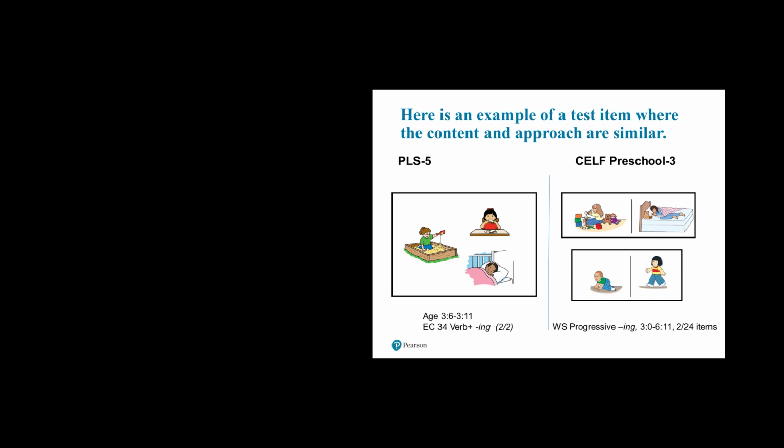And in this particular case, both of them only have 2 test items looking at -ing, present progressive, but then CELF Preschool goes on to look at quite a few others. And PLS also has additional morphology items, but it's handled in terms of whether there is evidence that they're following a developmental trajectory, instead of looking in depth at how much difficulty they can handle.